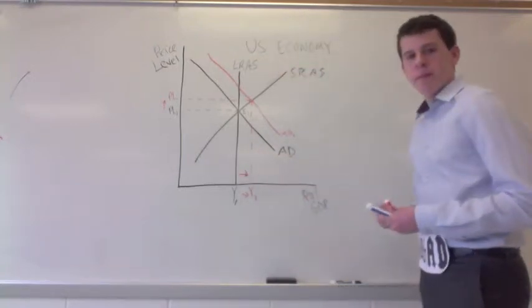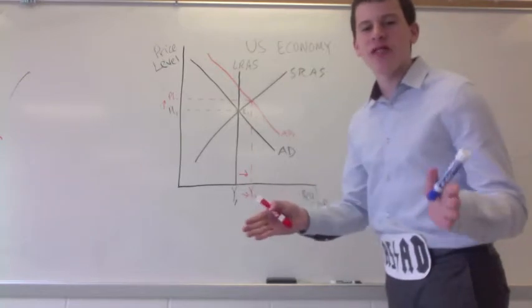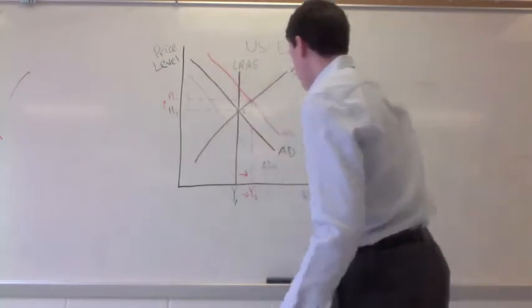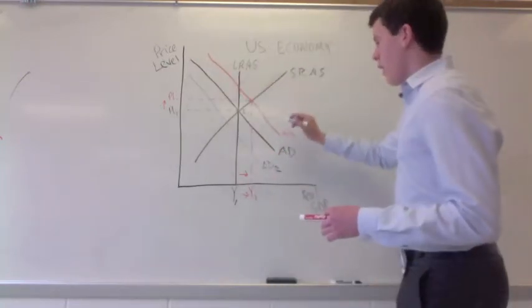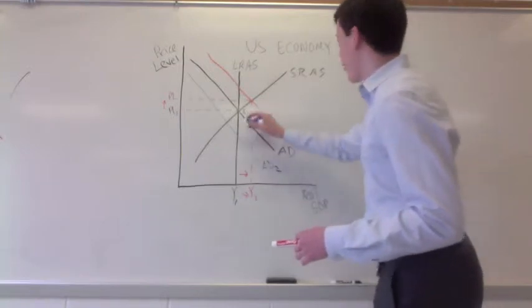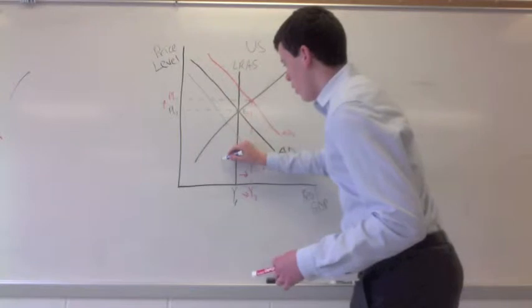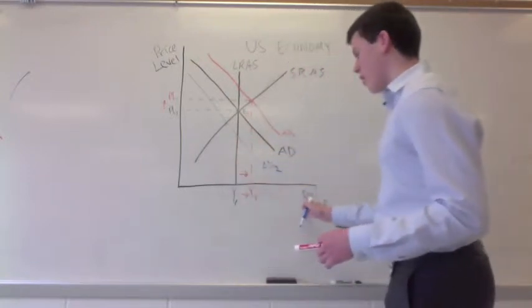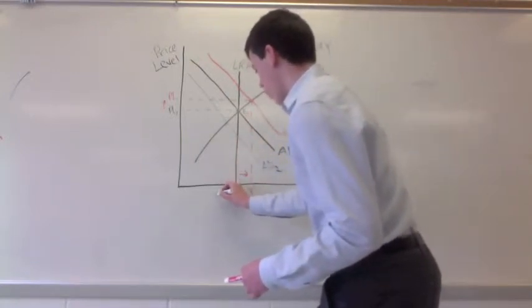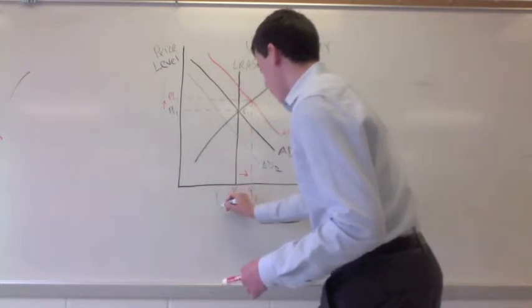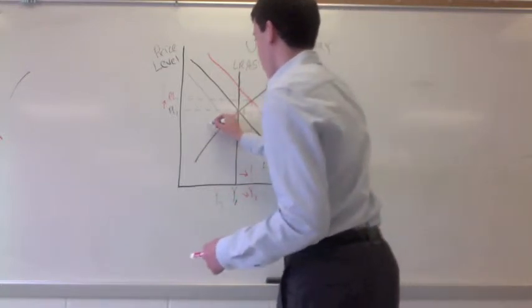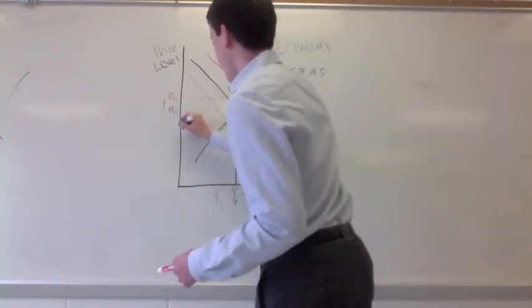Okay? Now, let's say AD is shifted left. When AD is shifted left, it intersects SRAS at this point, right here. So the new real GDP output is going to be right here, and price level right here.